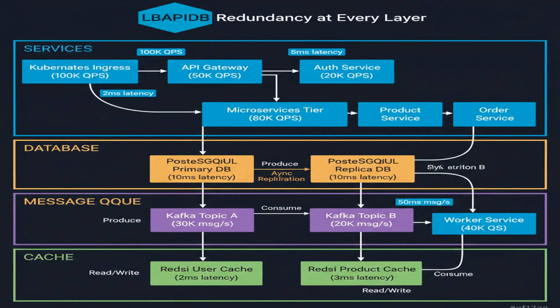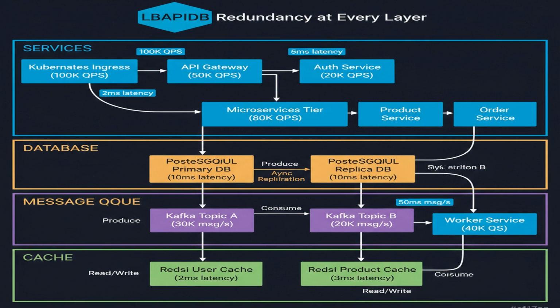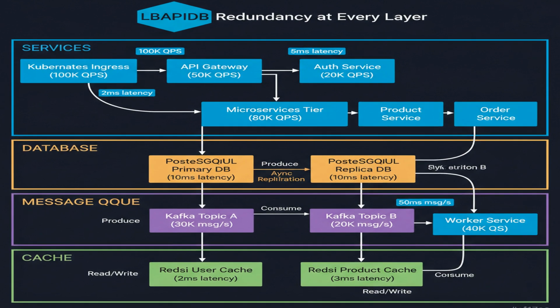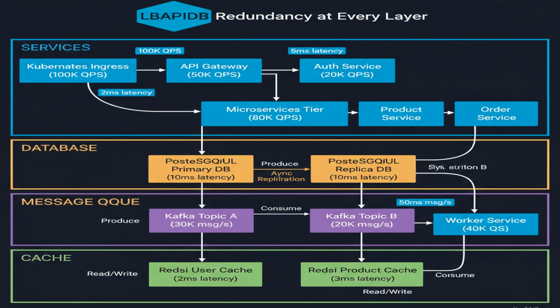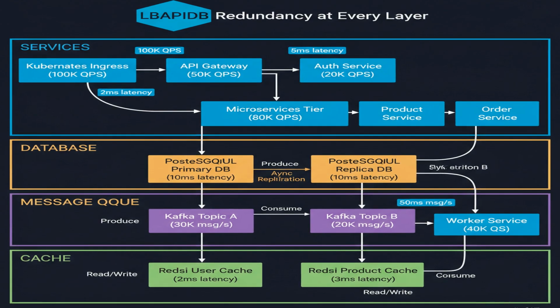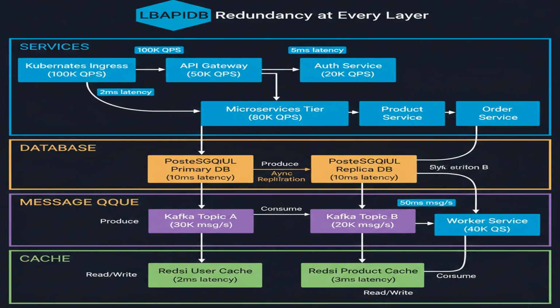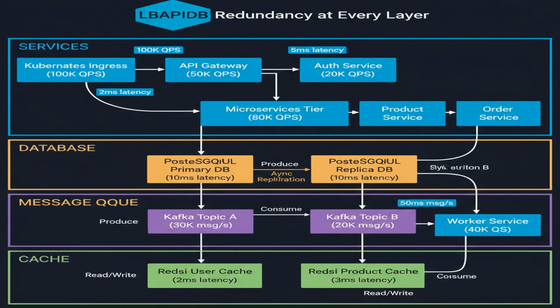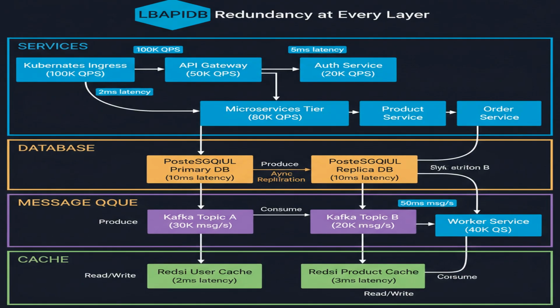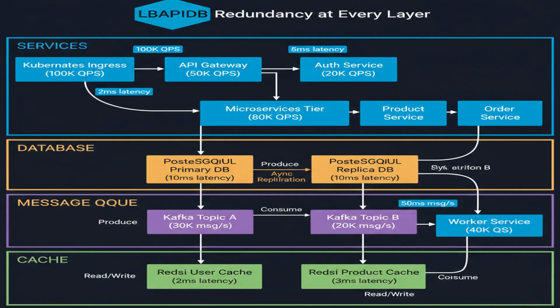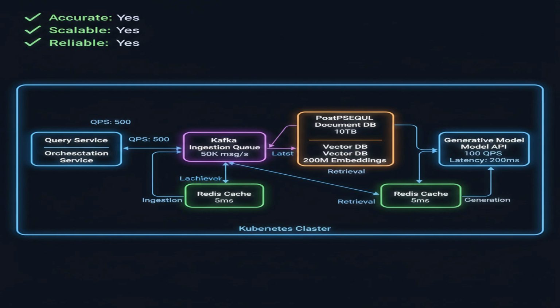Data source updates are handled via a scheduled job that reindexes the documents. If the embedding service fails, we retry the embedding generation process using an exponential backoff strategy. If the vector database becomes unavailable, we can temporarily switch to a backup database. This ensures that the system remains operational even in the face of failures.